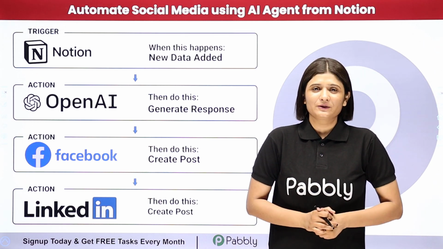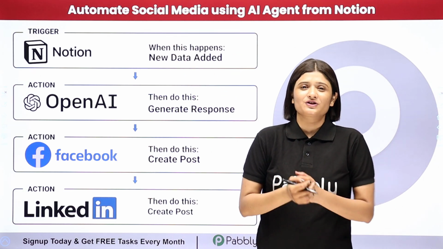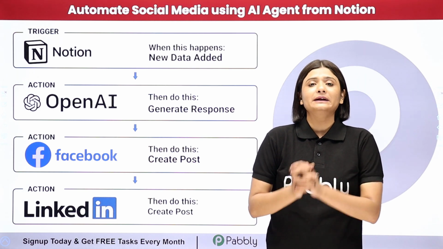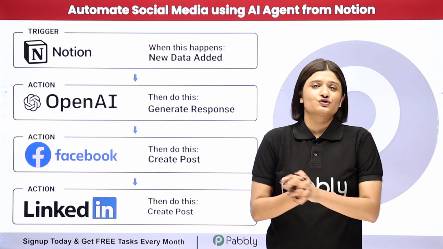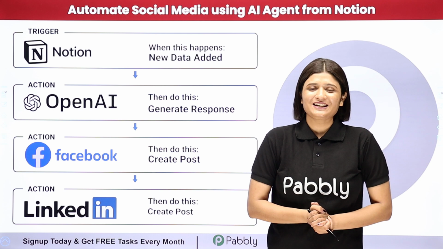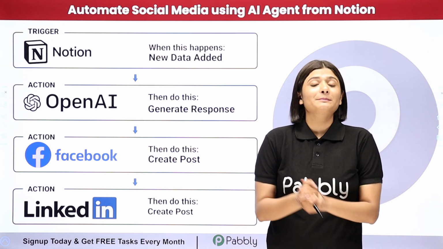In this video, we are going to learn how to automate social media using AI agent from Notion. So let's suppose I run an online store and I want to keep updating on my various social media platforms about my product launches. Now doing this manually will consume a lot of my time, so I'm going to completely automate this process, and to do this automation, I'm going to use Pabbly Connect.